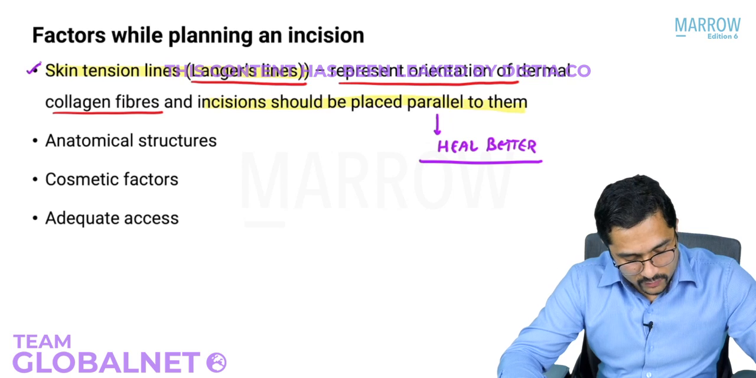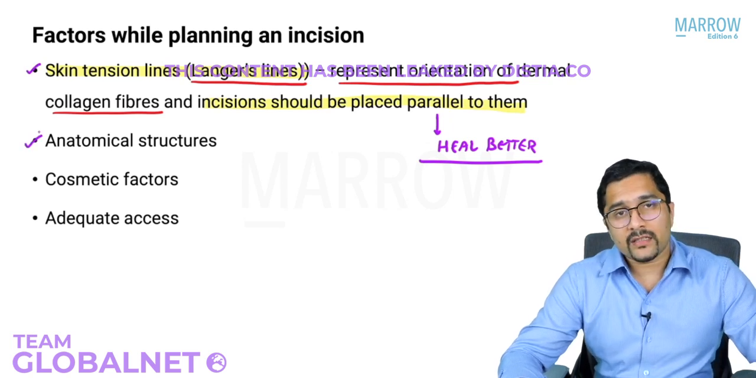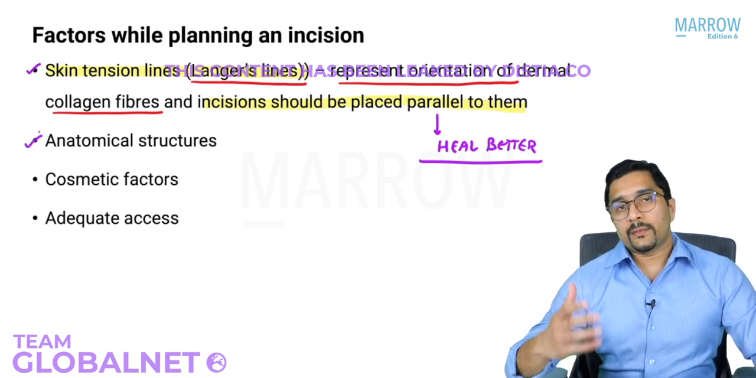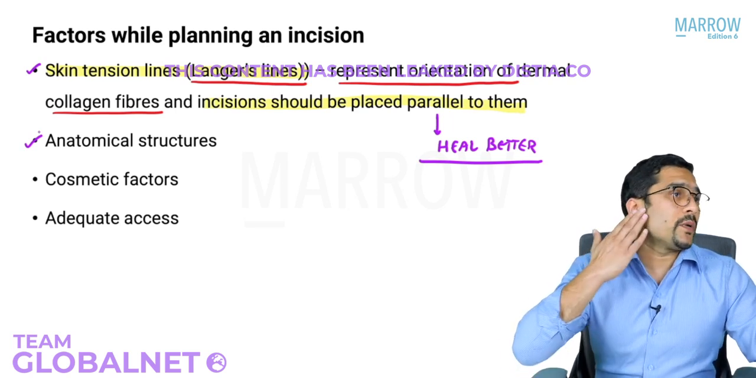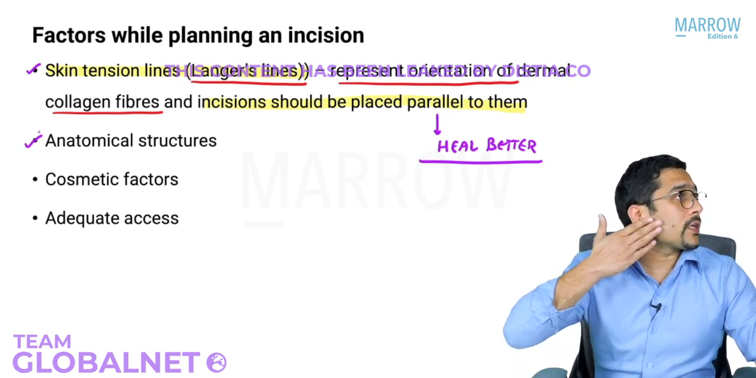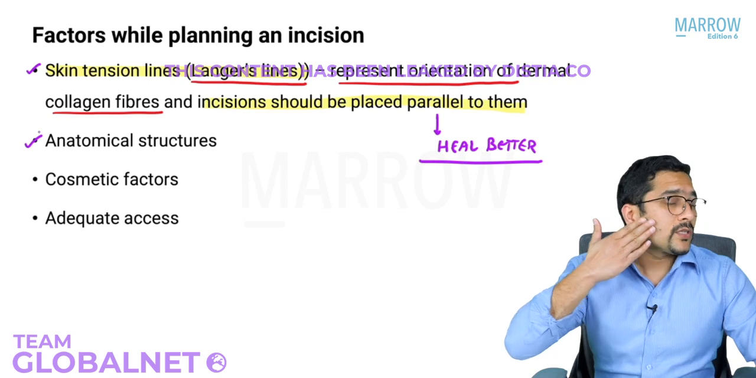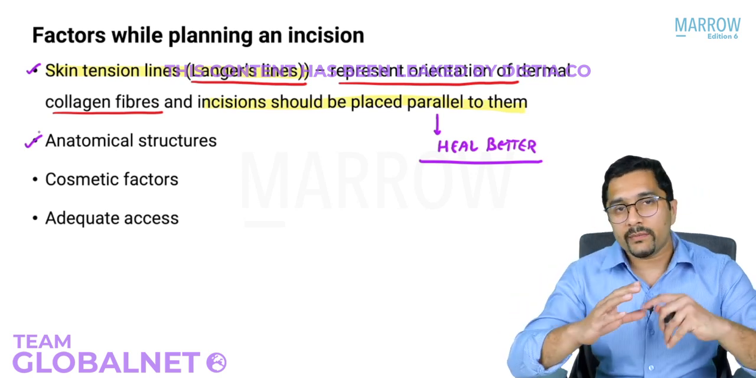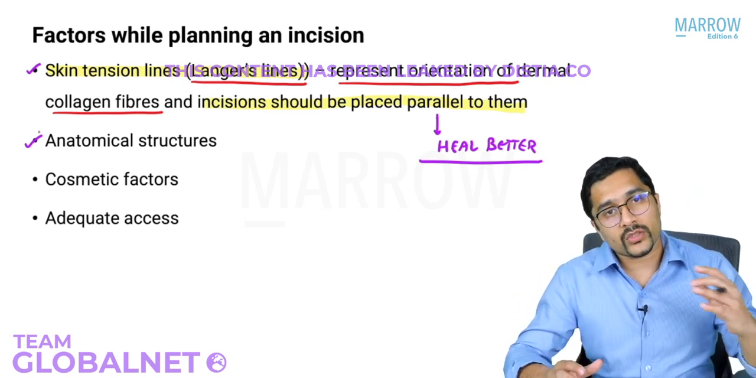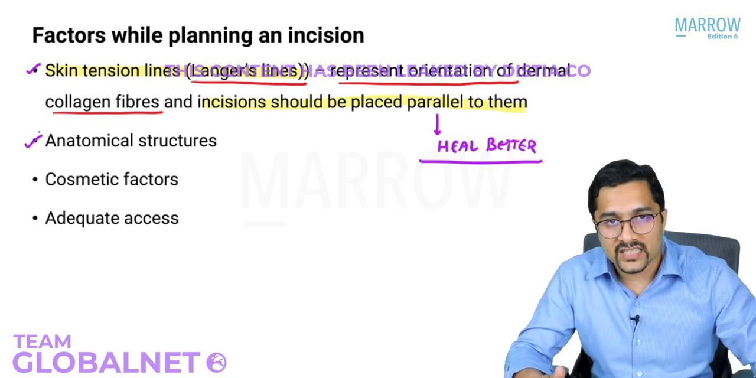The other thing which one should be concerned about is anatomical structures, right? Supposing I'm making an incision over the parotid. Now I know in the parotid, the facial nerve is running here. So I have to be careful that I don't make an incision which is so deep or so close to the facial nerve that it injures it.